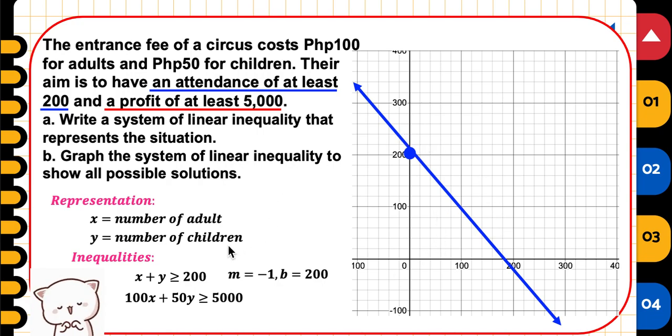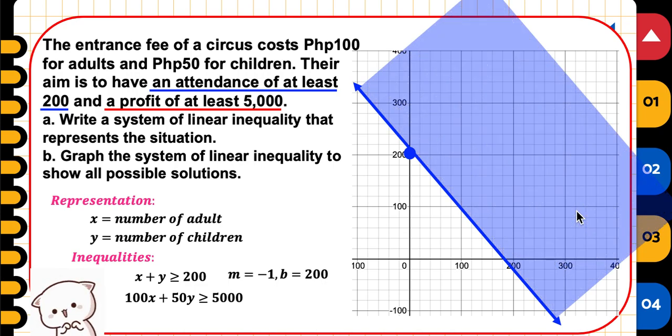And for the shaded area, use the test point. The answer here, we will have a false statement. So we should shade the area away from our test point. So here, you have the shaded area. And then for the next one, our slope is negative 2 and our y-intercept is 100. Again, our slope is negative, so the graph will rise to the left again. So just estimate.